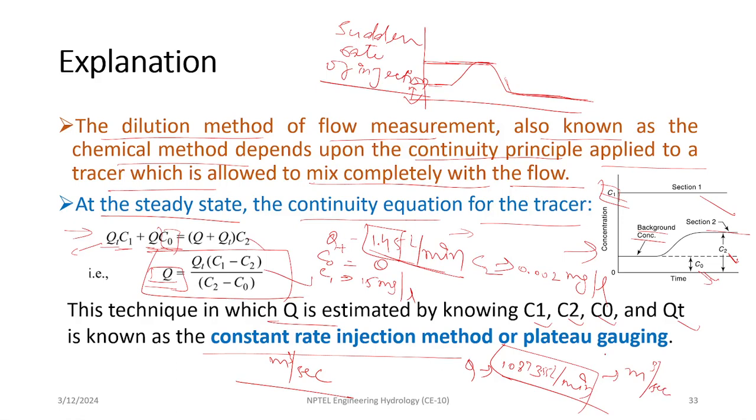10873 into 55 liter per minute. For liter to meter cube, you have to divide it by 1000, right? And then divide it by 60. So 652. You are getting 652 meter cube per second. Yes. Okay, wait for others to solve.